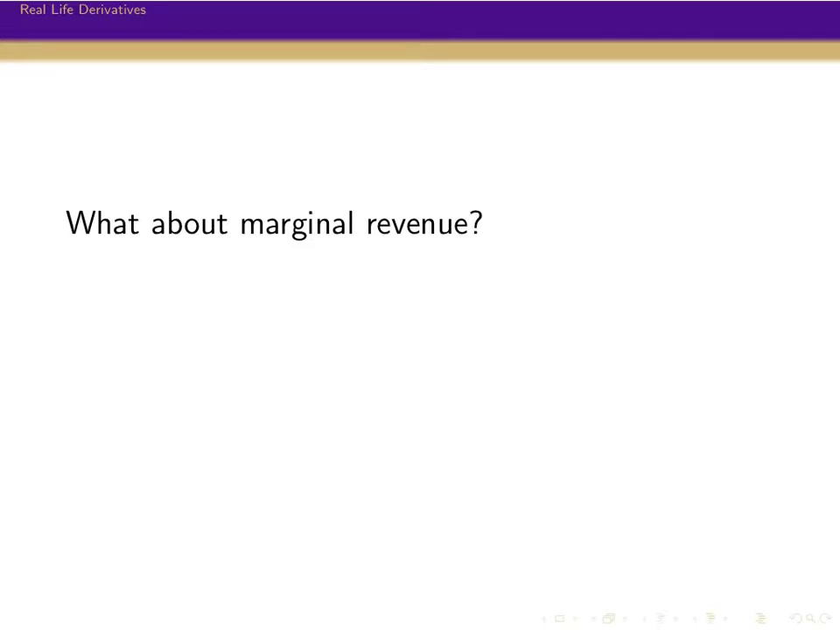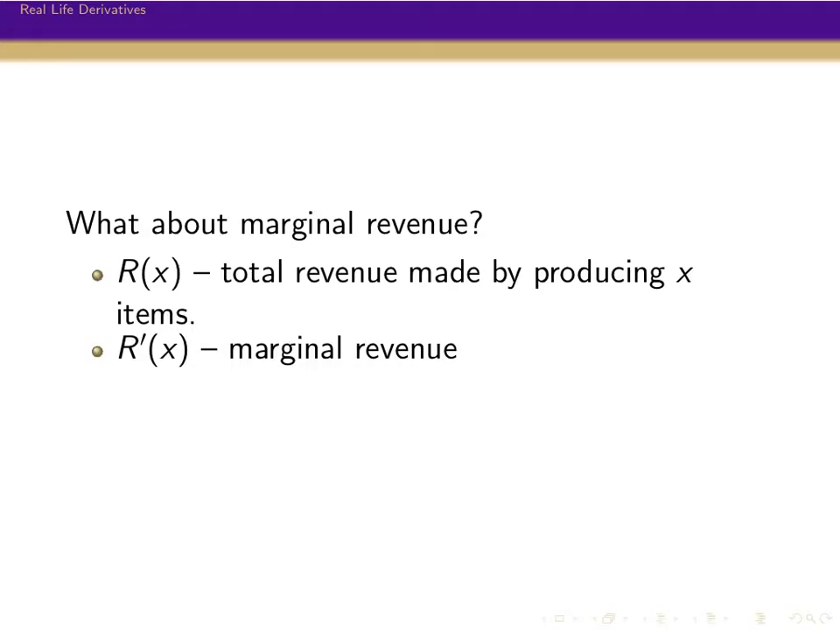Okay. So we've been talking about the cost function. When we talked about the cost function before, we also talked about the revenue function. So is there such a thing as marginal revenue, and what exactly does that mean? Well, we let R of x be our revenue function. So this is the total revenue made by producing x items. Then going through the same idea as marginal cost, to get the marginal revenue, we just take the derivative of that. So R prime would be the marginal revenue.